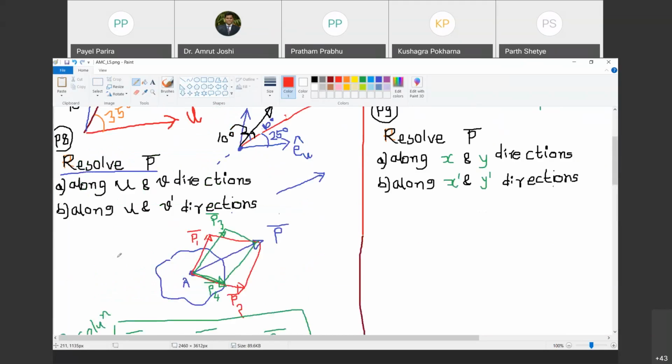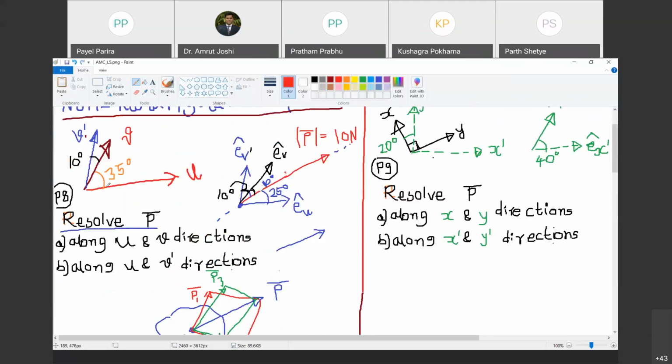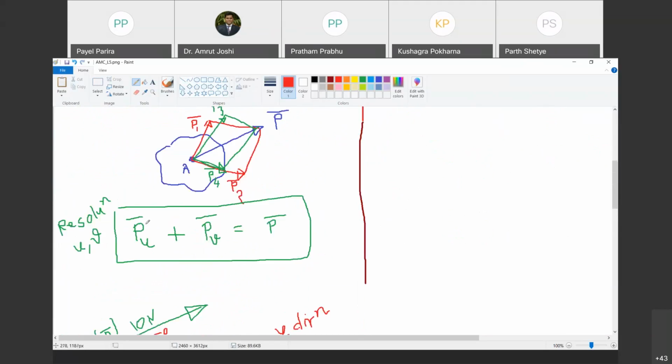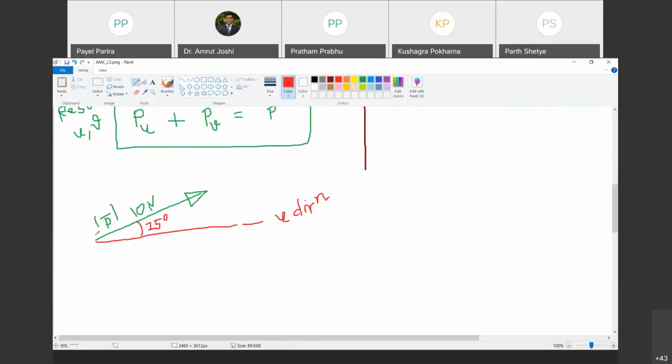And then where is the V direction? So V direction makes an angle of 35 degrees with U direction. So therefore, with this force, it will make the angle of 10 degrees. Do you agree with me? Yes, sir. Okay. So this is the magnitude. I will write it here. Let us have equal to sign.